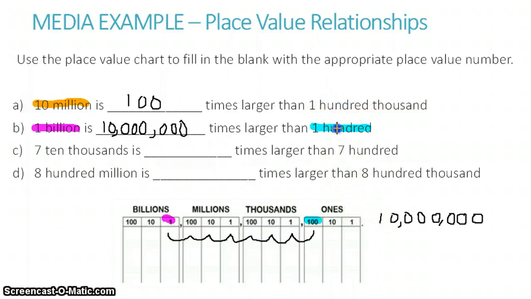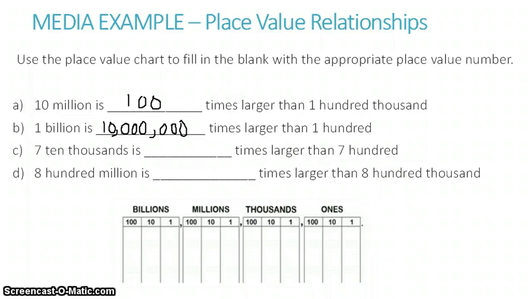Let's get ready for the next one. Okay. Our next example is a little bit different. It says 7 10,000s is blank times larger than 700. So this one, let me make that a different color. This one is a little bit different because instead of 1, an actual place value, it actually gives us the number 7. So here's hundreds, and here is 10,000s. However, notice that there are 7 of each of them.